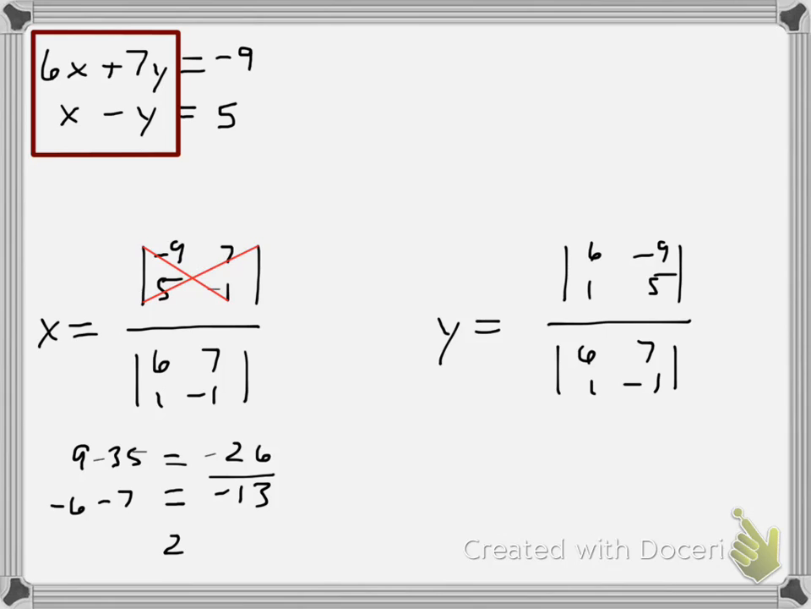The bottom of y, we already did. It's the same as the bottom of x. So you really don't need to do the multiplying and subtracting again. The top is 30 minus negative 9, 39. That's the top of y. And then the bottom of y is negative 13. We already did that one because it's the same as the bottom of x. 39 divided by negative 13 is negative 3. So the two numbers that work in this problem are x is 2 and y is negative 3.